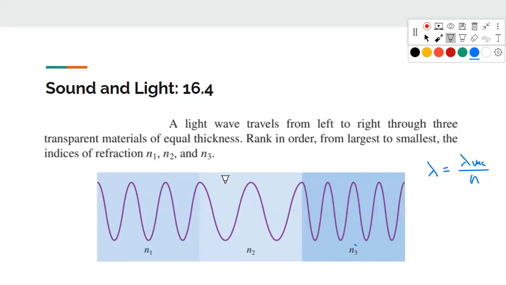So which of these has the smallest lambda? This one. So n3 is the biggest index of refraction, meaning light's traveling very slowly through that material. Then next would be n1, and finally n2. So just by looking at the wavelength of light in these materials, we can think about how fast the wave is traveling. Light's traveling very slowly through material 3, but rather quickly through material 2.